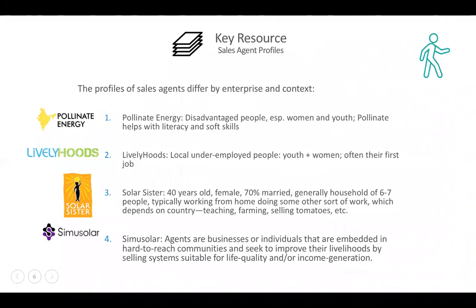The profiles of sales agents differ by enterprise and context. We've included several examples, and we'll read just one here from Solar Sister. Solar Sister's sales agents are typically around 40 years old, female, 70% of them are married, they live in households of 6 to 7 people, and they typically work from home, doing some other sort of work which depends on the country, teaching, farming, selling tomatoes, etc.